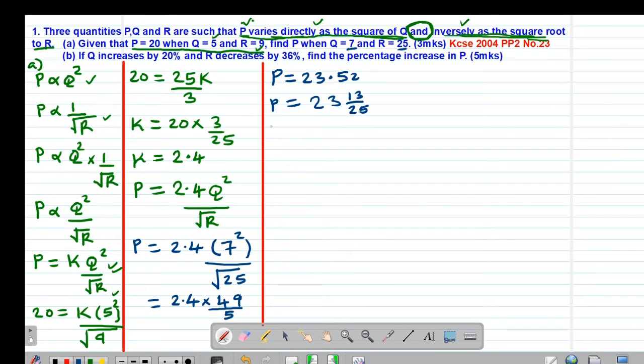Then we look at part B of the question. In part B, we are told that if Q increases by 20% and R decreases by 36%, find the percentage increase in P.